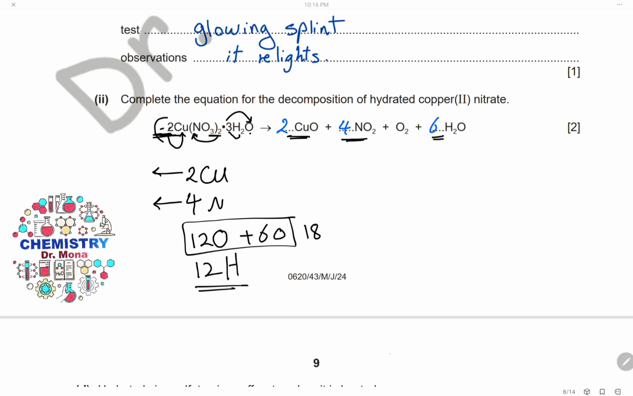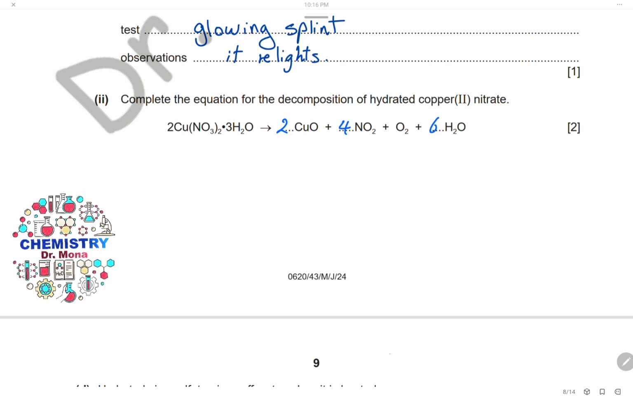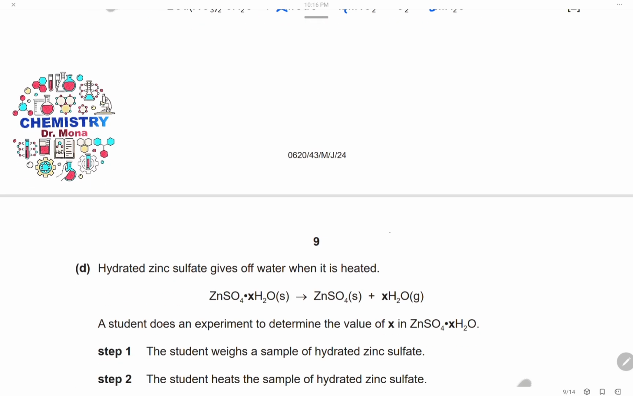Now let's count oxygen on the right side. 2 oxygen in copper oxide plus 4 times 2 is 8 oxygen in nitrogen dioxide, another 2 here, then 6 oxygen. Total oxygen on the right side will be 18. Now the equation is balanced. 2 copper oxide, 4 nitrogen dioxide, oxygen plus 6 water.